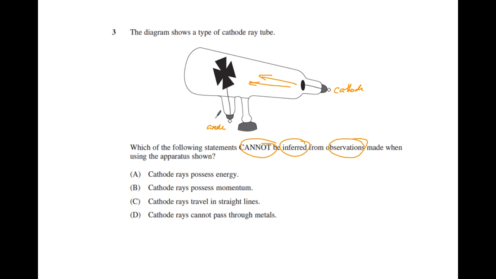So the couple of things here: can cathode rays possess energy? Yeah, that can be inferred. Can cathode rays travel in straight lines? That's definitely what can be inferred. That's the whole part of this particular experiment. Can cathode rays not pass through metals? Well, that'd be clear again, because you'd have a shadow over here. So the answer clearly must be B. Okay, they possess momentum. Now, there was another demonstration that you would have done, but that was with the paddle wheel. And that was what the momentum was all about.